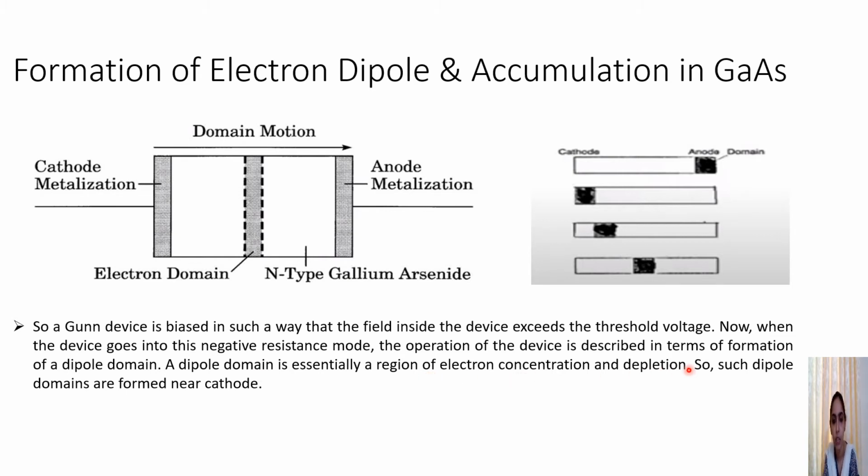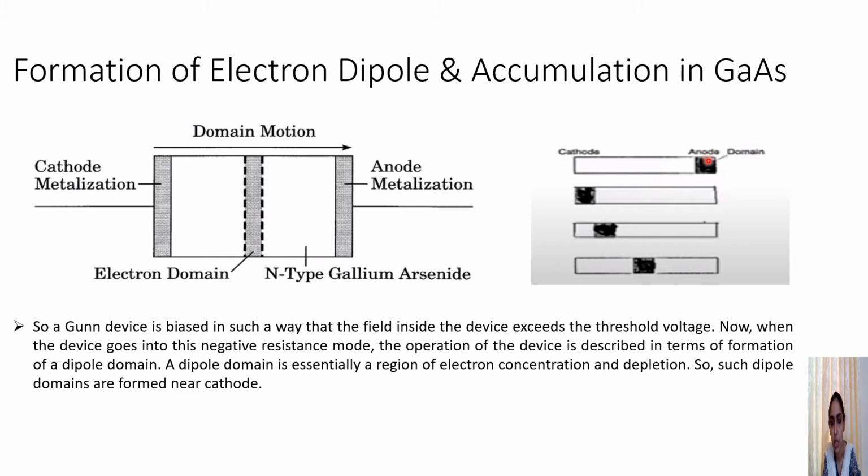So these high field domains are formed near the cathode, and from the cathode they are going to reach the anode. When we apply a voltage with a very high electric field, exceeding say 2000, 3000 volt per centimeter, a very high field domain is formed in the active layer of the Gunn device. It forms near the cathode and has to get shifted to the anode. So these domains will be shifting from the cathode to the anode. That is what is shown in this particular figure.